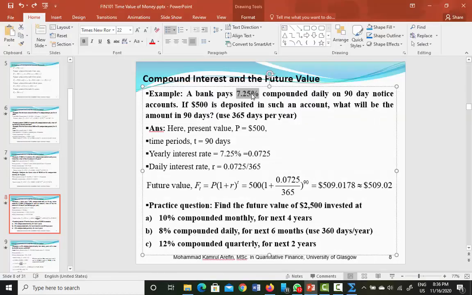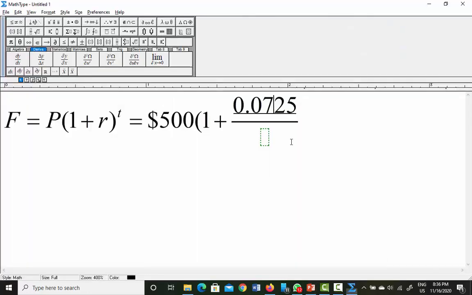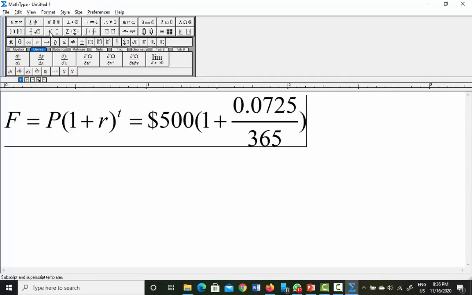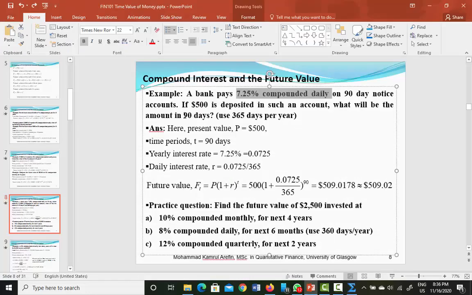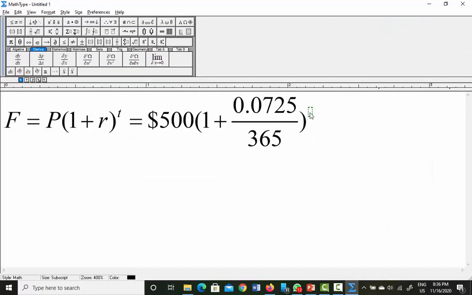This is the annual rate, but we need to convert it to daily rate. That means if you divide it by 365, you will get the daily interest rate. So this is the daily interest rate, power T. Period of investment is 90 days. So this is already in days. It's not in years. So it will directly be 90 days.